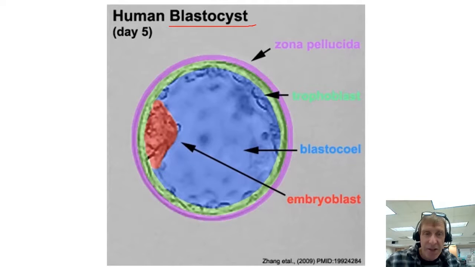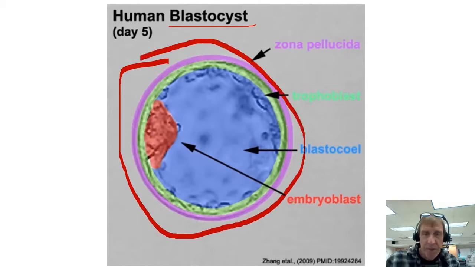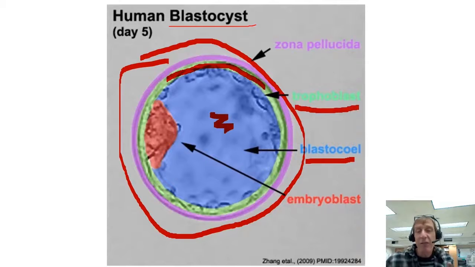Now, a couple parts to look at. This is still more or less a hollow ball. You've got the hollow space here, still a blastocele. But then you've got a layer of cells on the outside here. They call that the trophoblast specifically. We didn't have a trophoblast in the echinoderm or frog embryos.